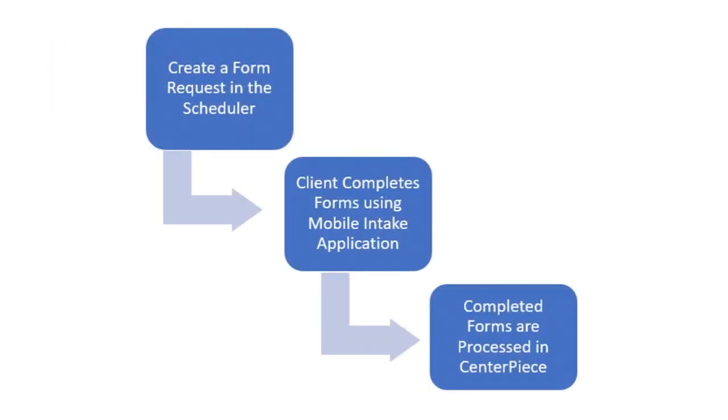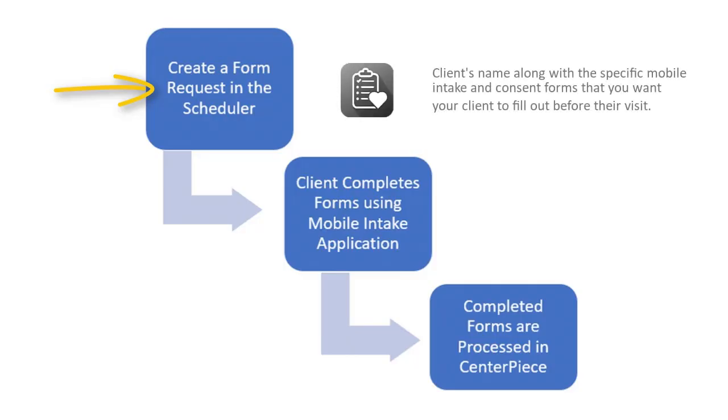Okay, so during the previous overview video, we walked through all 3 steps of mobile intake and we used this diagram as our guide. Remember that the first step in the mobile intake process is to create a form request in the scheduler. And remember that you can think of a form request like a digital clipboard that has your client's name along with the specific mobile intake and consent forms that you want your client to fill out before their visit.